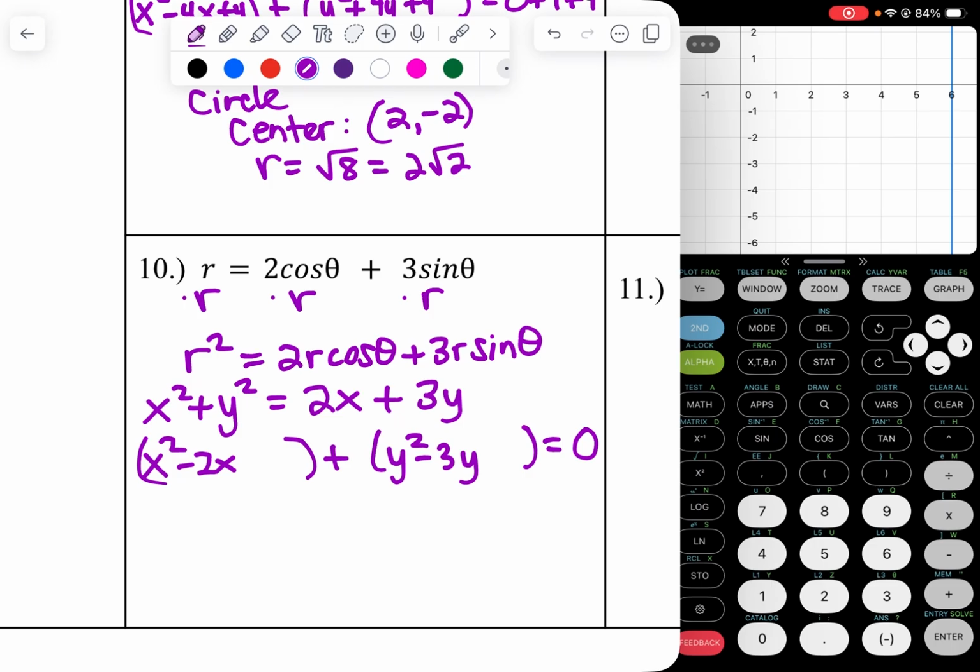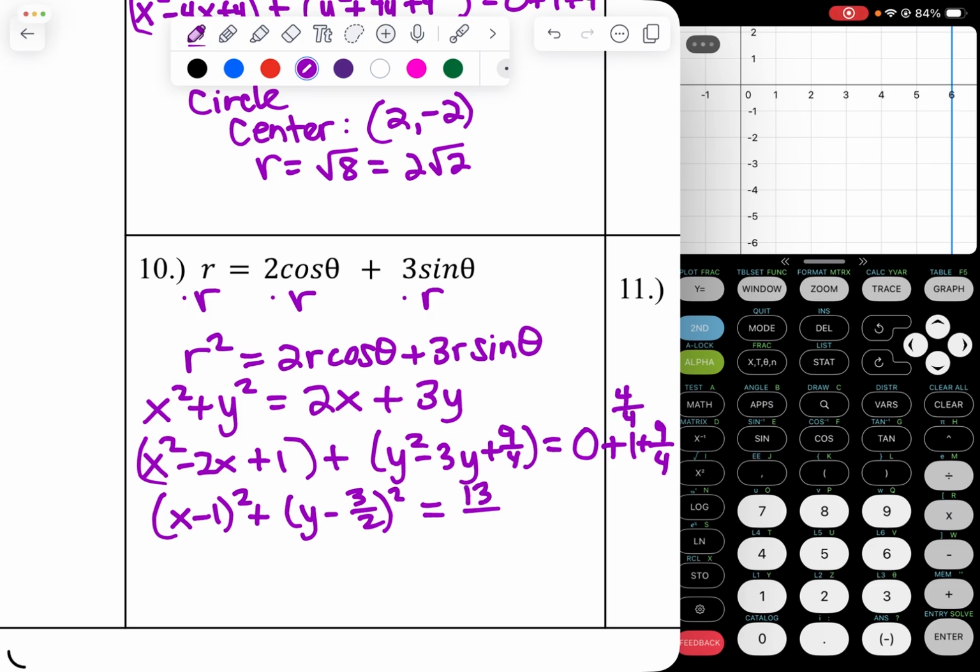All right, so half of 2 is 1. 1 squared is 1, so I'm going to add 1 to both sides. Half of 3 would be negative 3 halves. Squared would be 9/4. So I'm going to add that to both sides. So then I can write it as x minus 1 quantity squared plus y minus 3 halves quantity squared. So 1 would be 4/4 plus the 9/4 gives me 13/4.